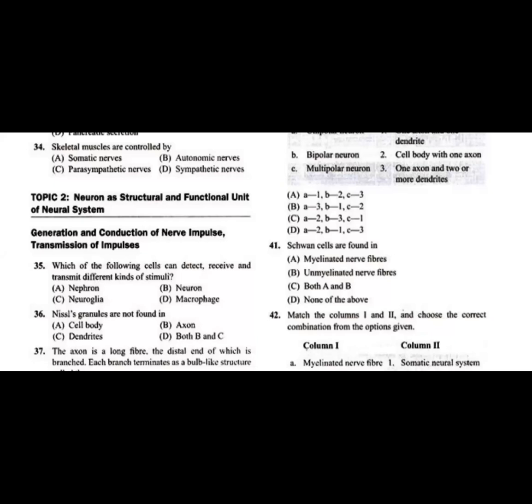Now question number 42, match column 1 and 2 and choose the correct combination from the options given. A is myelinated nerve fibers. Myelinated nerve fibers will be present in the cranial nerves as well as in the spinal nerves. Myelinated nerve fibers, nothing but what, students? We usually find them in the central nervous system. Nerves are covered with the myelin sheath.